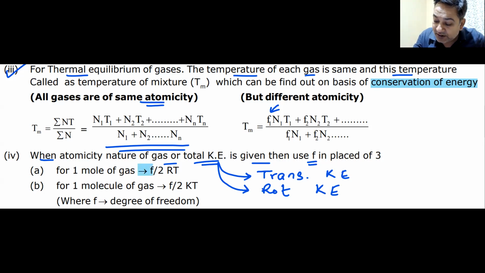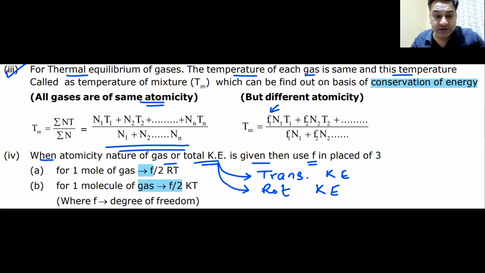Instead of 3, I have f, the degrees of freedom. For 1 mole, it is f by 2 RT. For 1 molecule, it is f by 2 kT. Remember, wherever there is molecule, you have k. Wherever there is mole, you have R. Do we understand this?